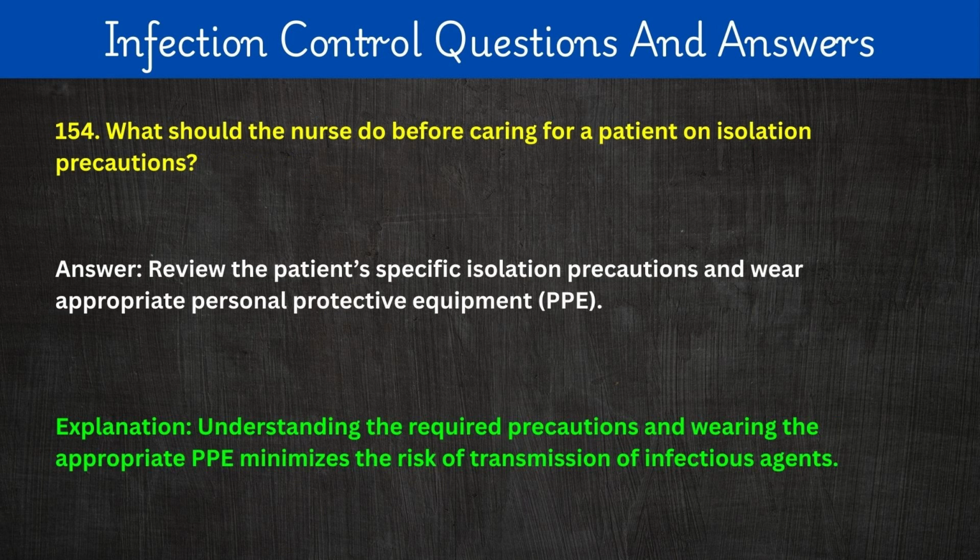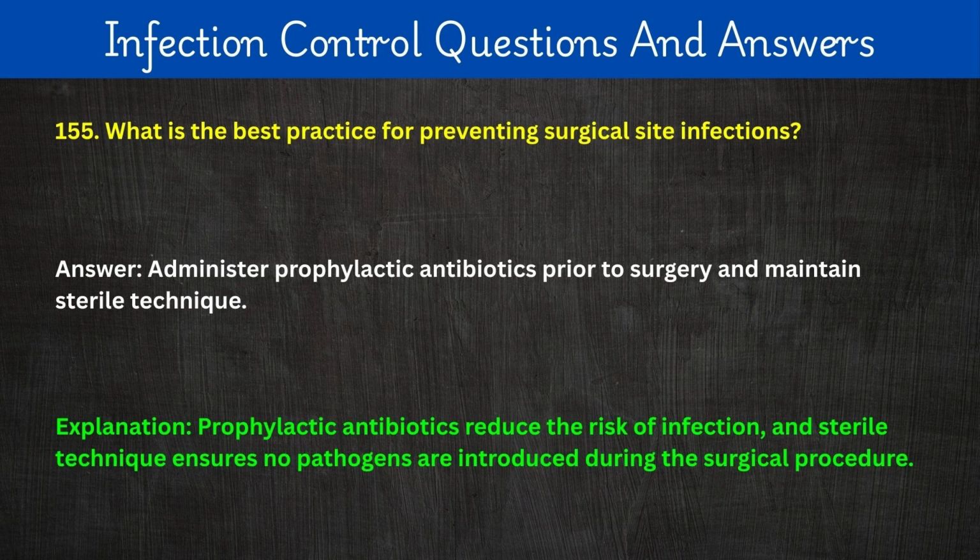154. What should the nurse do before caring for a patient on isolation precautions? Answer: review the patient's specific isolation precautions and wear appropriate personal protective equipment, PPE. Explanation: understanding the required precautions and wearing the appropriate PPE minimizes the risk of transmission of infectious agents.